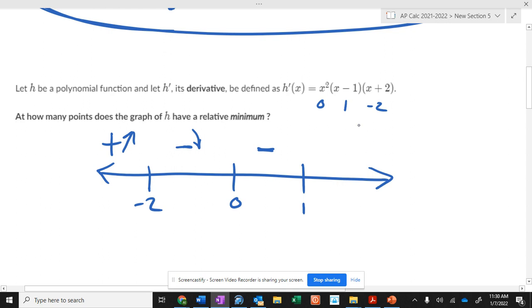And then after this, if you put a big number in, it's going to be positive. Okay, so what the graph is doing is it's going up, coming down, flattening out, continuing to go down, and then going up.